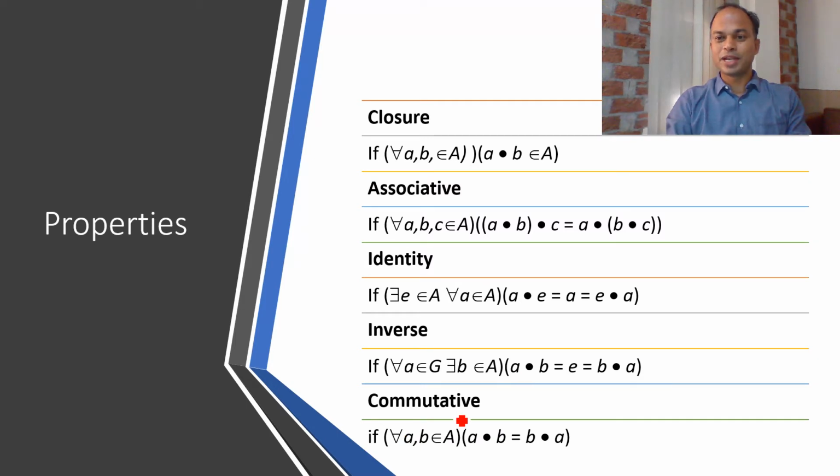Further, we have here the commutative property. Commutative property means, say we have two elements A and B. These belong to set A. Then we apply the binary operator, A dot B equals to B dot A. If this is satisfied, then this concept is called commutative property.